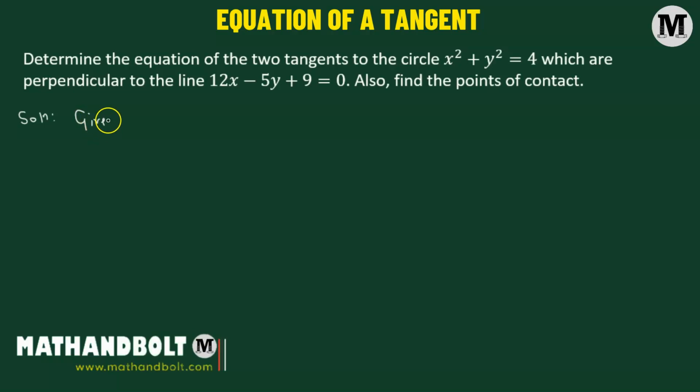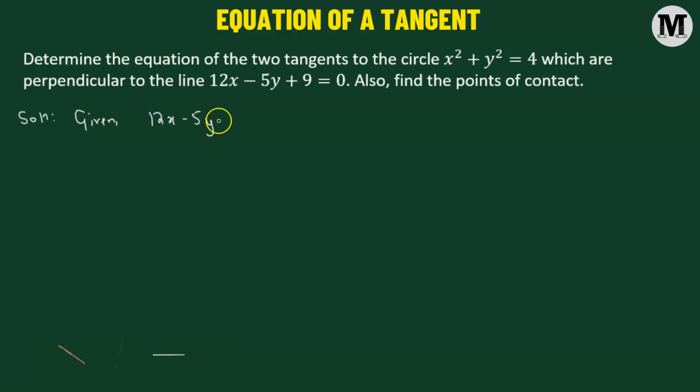So here we will start with the equation of the line that's given to us: 12x minus 5y plus 9 equals 0. We're going to rewrite this equation as y equals 12 over 5 times x plus 9 over 5. The reason I'm writing it this way is that this is the slope-intercept form of a line, so from here we can immediately define the slope of the line. Let's call it m1, which is equal to 12 over 5.